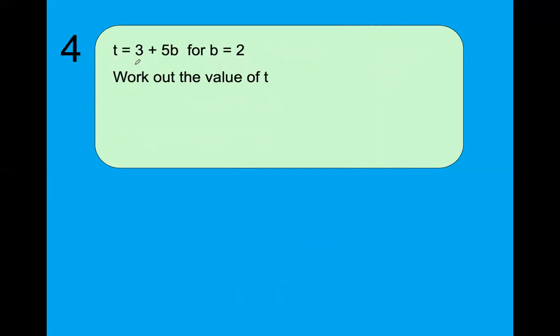Next example, t equals 3 plus 5b. So this is the formula. Work out the value of t for b equals 2. T equals 3 plus 5 times 2, and you can do this straight away. We do the multiplication first. Always be careful when you have more than one operation. Just remember the order: division, multiplication, and then addition, subtraction. So multiplication first. The answer is going to be 13.